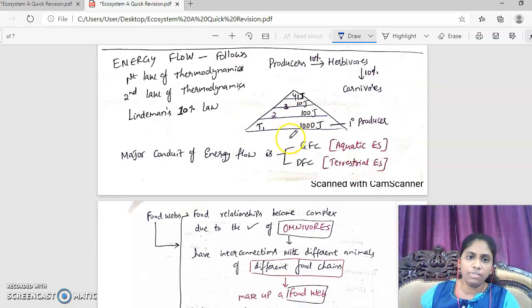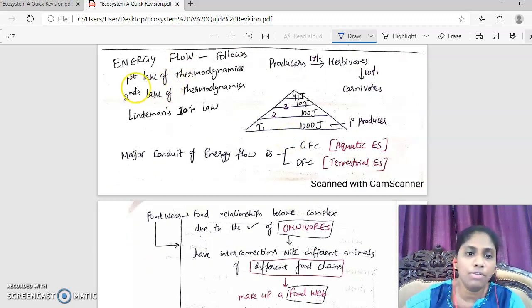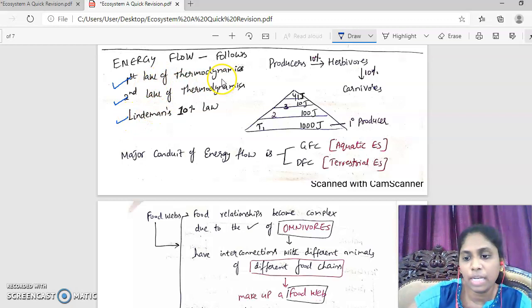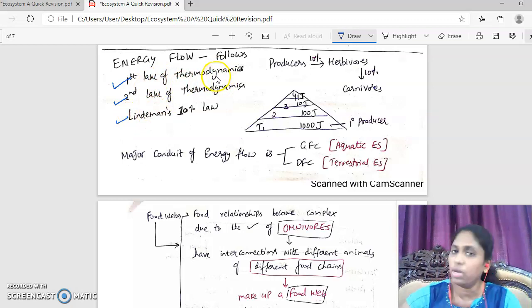Let's talk about the energy flow. Energy flow follows the first law of thermodynamics, the second law of thermodynamics, and Lindeman's 10% law. So what is the first law of thermodynamics? It says energy can neither be created nor destroyed. It can only be transferred from one form to the other. What does the second law of thermodynamics say?